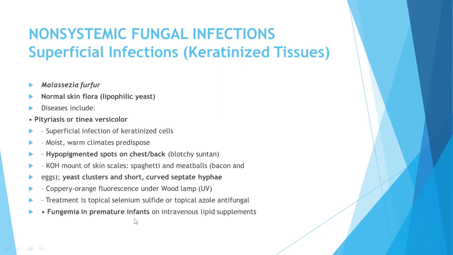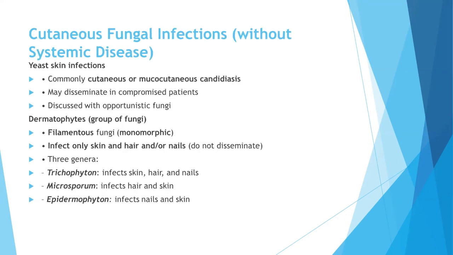But fungemia can happen in premature infants or with intravenous lipid supplements. Cutaneous fungal infections without systemic disease. So first of all, we have the yeast skin infections, which is commonly cutaneous or mucocutaneous candidiasis, may disseminate in compromised patients, and is discussed with opportunistic fungi in the later slides. So the next one we have is dermatophytes, which are a group of fungi. They are filamentous fungi, monomorphic, and only infect the skin and hair and/or nails and do not disseminate.